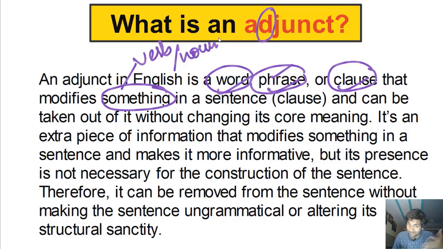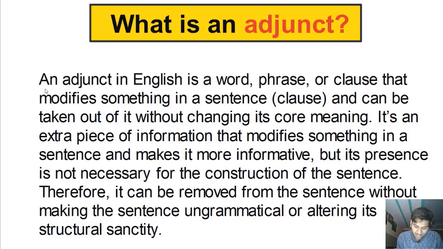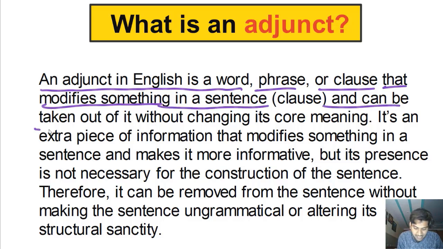Now we have a definition. I've written something, right? Let's read it. Okay, let's clear this. All right, an adjunct in English is a word or a phrase or a clause that modifies something in a sentence, which is basically a clause, right? And can be taken out of the sentence without changing its core meaning. So it's not one of the needed parts you need to have in a sentence, all right? It can be taken out of the sentence without making it ungrammatical or changing its core meaning.